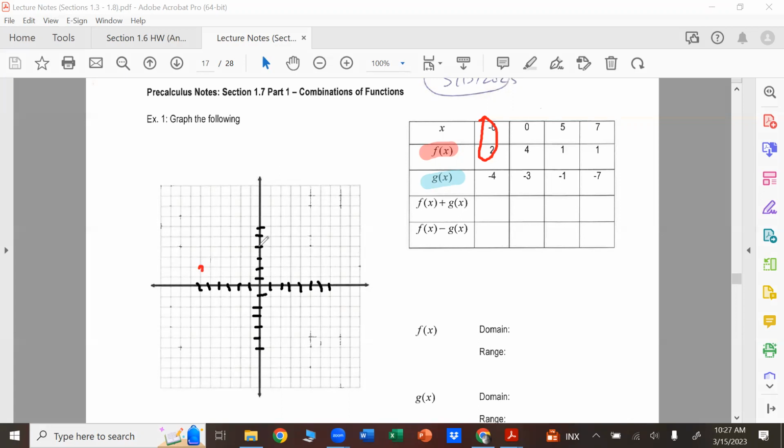So red, -6, 2 is right here. Much better when you have the tick mark. 0, 4 is right there. 5, 1 is right here. And 7, 1 is right there.